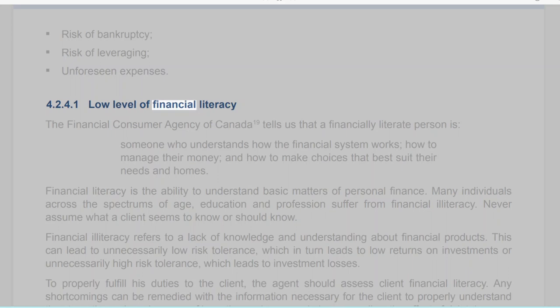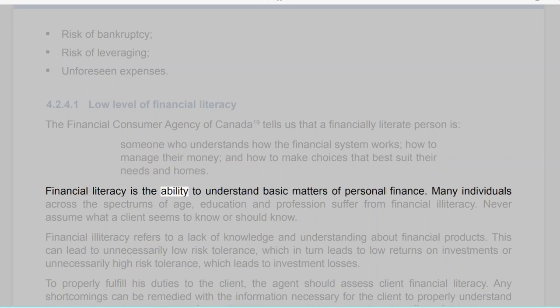4.2.4.1 Low level of financial literacy. The Financial Consumer Agency of Canada tells us that a financially literate person is someone who understands how the financial system works, how to manage their money, and how to make choices that best suit their needs and goals.